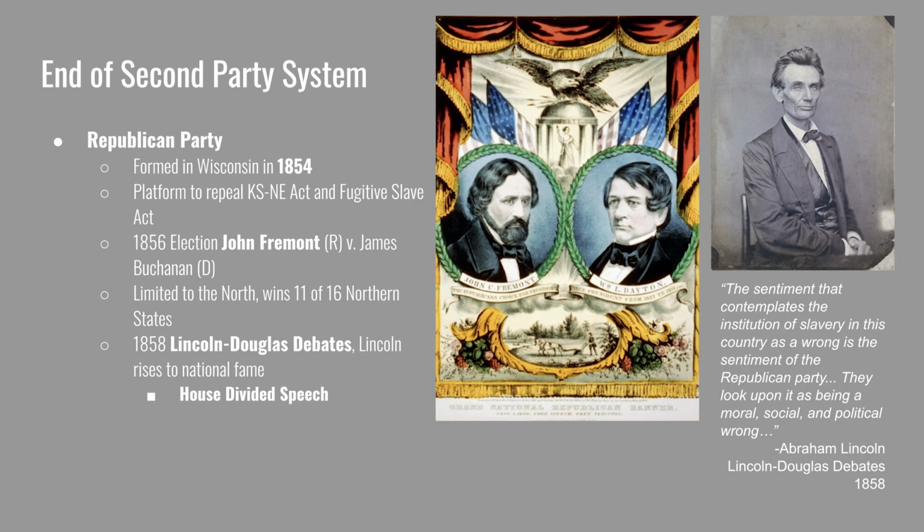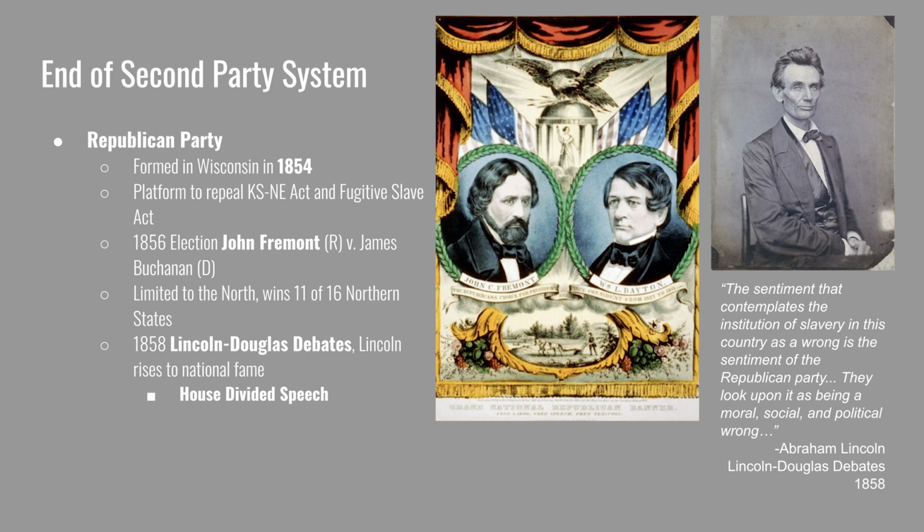The Republican Party was formed in Wisconsin in 1854. They run their first presidential election in 1856, and when they write that platform, they explicitly call for the repeal of the Kansas and Nebraska Act. They want to repeal the Fugitive Slave Act of 1850 as well. Anti-slavery positions are central to the Republican Party platform from the very beginning.